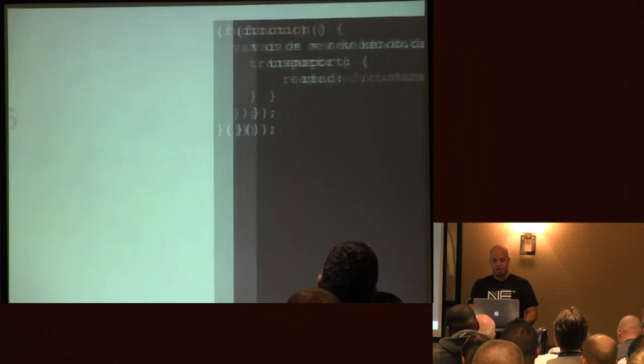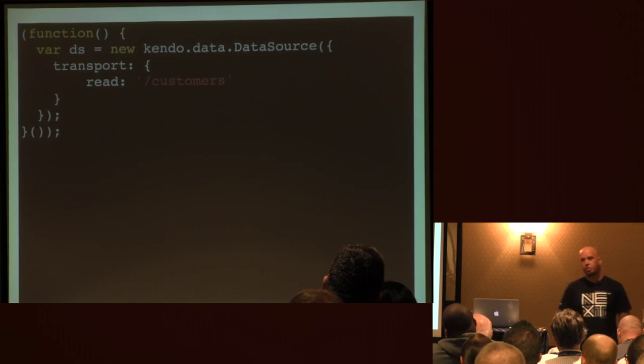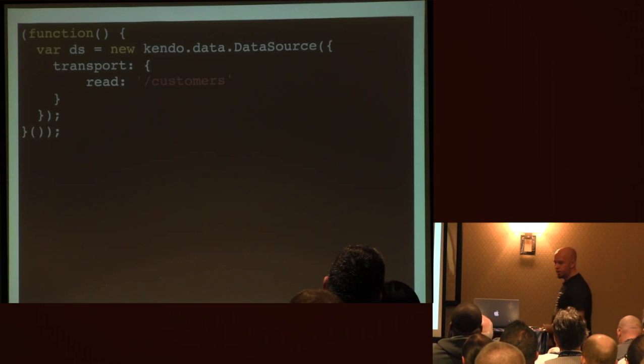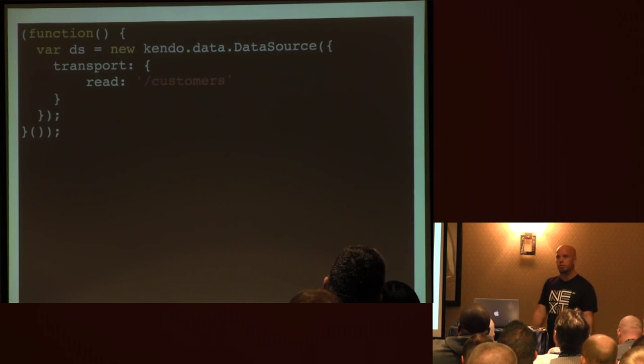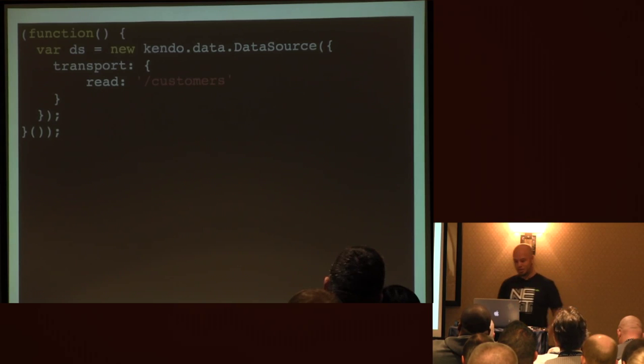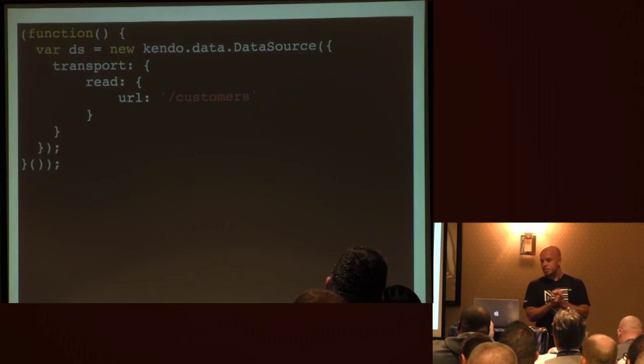Custom transports. These are fun. This should look familiar to anybody who's used Kendo UI before. This is a simple transport. Transport's part of a data source. We say read, reads, read a URL. The URL returns JSON, or if you're using Java, XML. I love you, man. And then you can also do it like this, right?